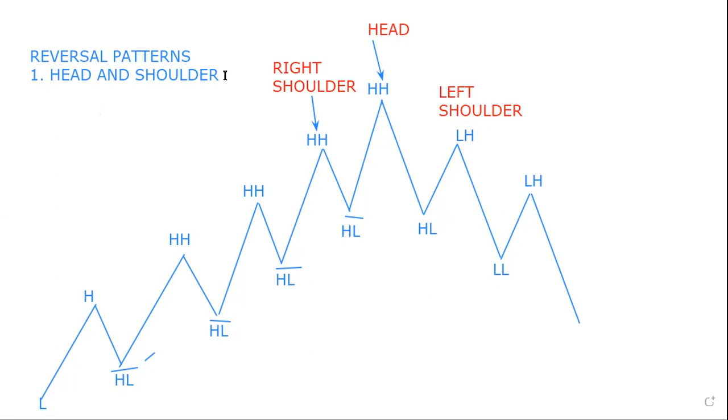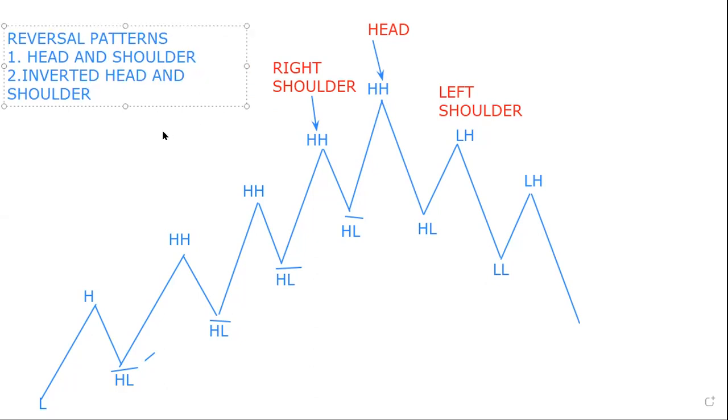Number 2 is the inverted head and shoulder. So let's talk about inverted head and shoulder. So this usually occurs when a downtrend wants to change back to an uptrend. It's just the same scenario. We've been seeing a series of lower highs and lower lows. So this is our new low. You know, this low is lower than this low.